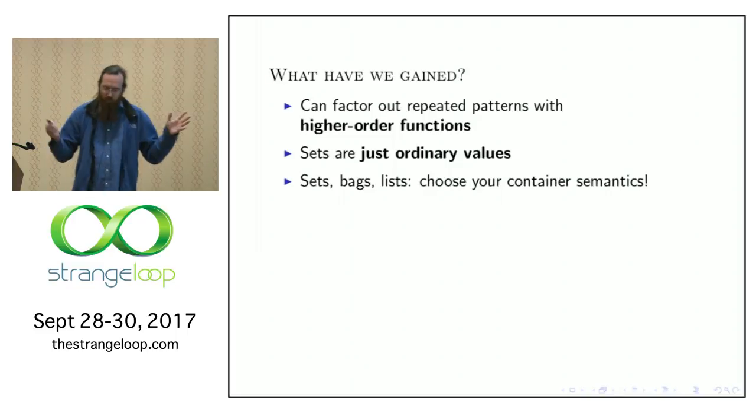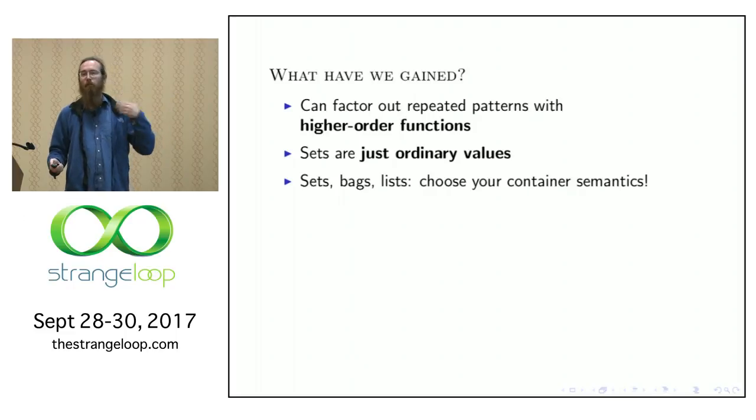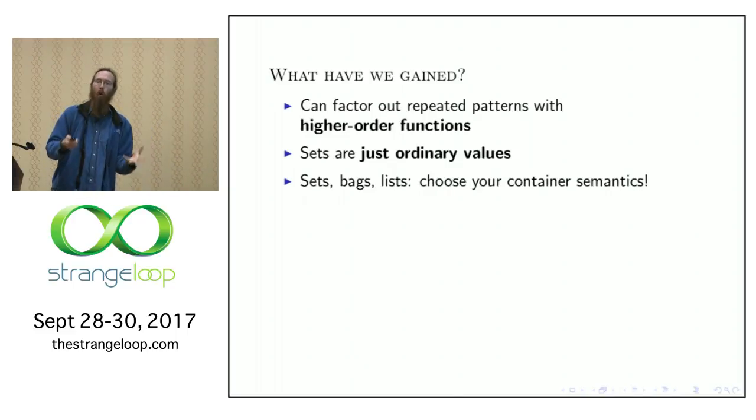Anyway, my solution is just, have them all, right? Use types to distinguish. If you don't care about duplicates, if you want to say there are no duplicates, then you have a set. If you do care about duplicates, you have something called a multiset or a bag. And if you care about duplicates and also about order, you have a list. So you just use your type to say which semantics you want.